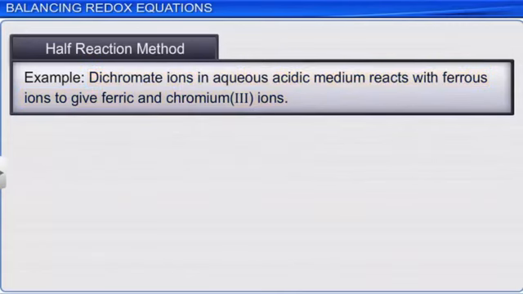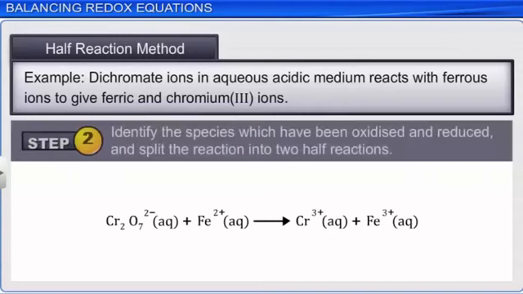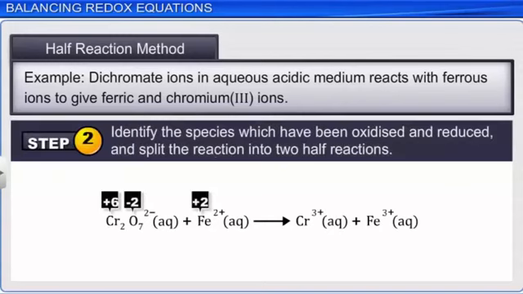Let's look at the steps involved. First, write the skeletal equation for the reaction in the ionic form. Then identify the species which have been oxidized and reduced, and split the reaction into 2 half reactions.